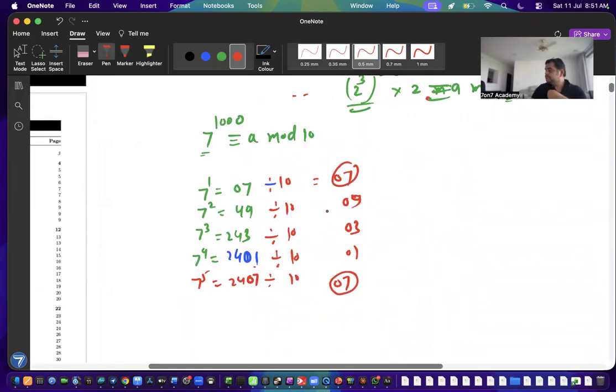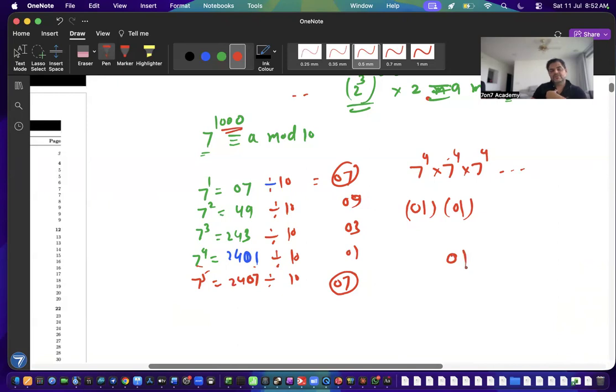It's like 7 raised to 4 into 7 raised to 4 into 7 raised to 4. That way you can break it, because it is a multiple of 4. So 7 raised to 4 would give what remainder? 01. So this also will give 01. So every factor will give 01. So the answer is what? 1.